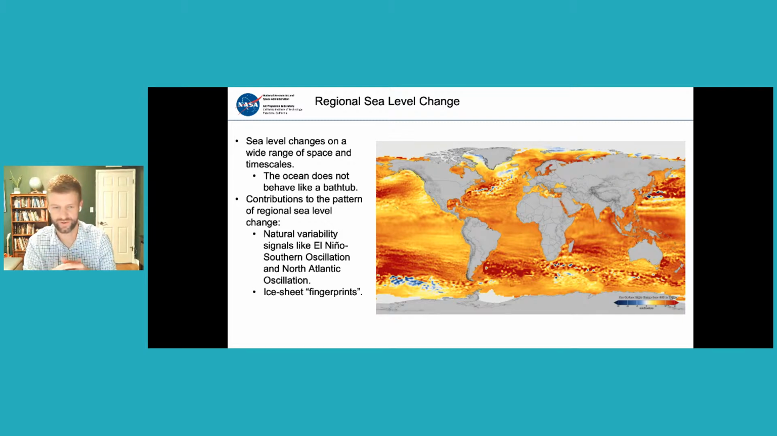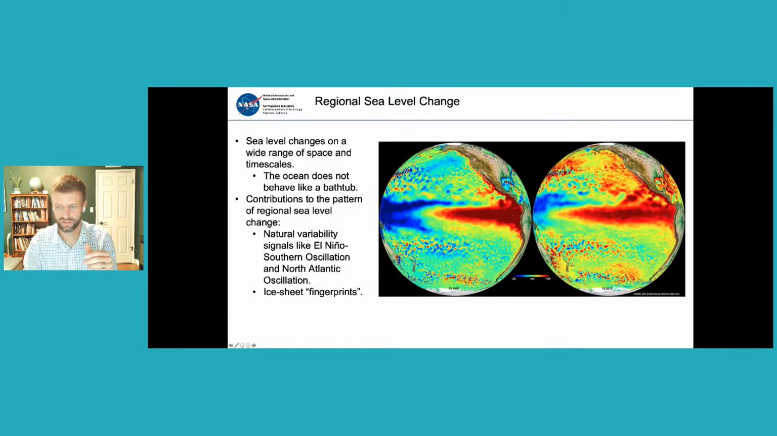So the first is natural variability and signals like the El Nino Southern Oscillation and North Atlantic Oscillation. These are maps created from the satellite altimetry and showing two really big signals that were present during the record. This is focused on the Pacific Ocean. On the left is the 1997-1998 El Nino. On the right is the 2015-2016 El Nino.